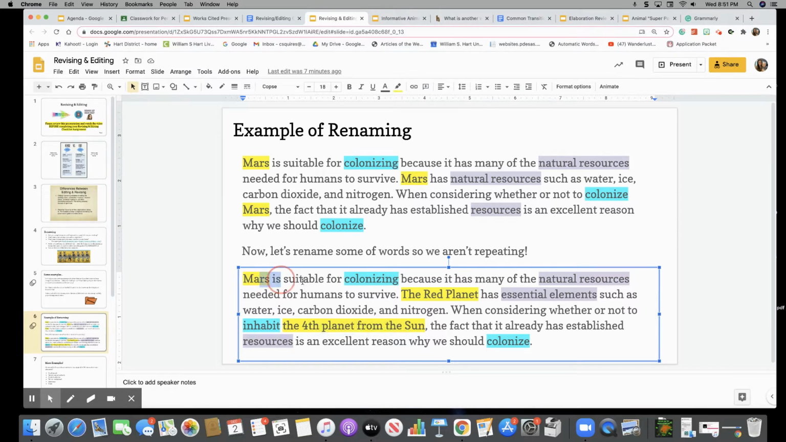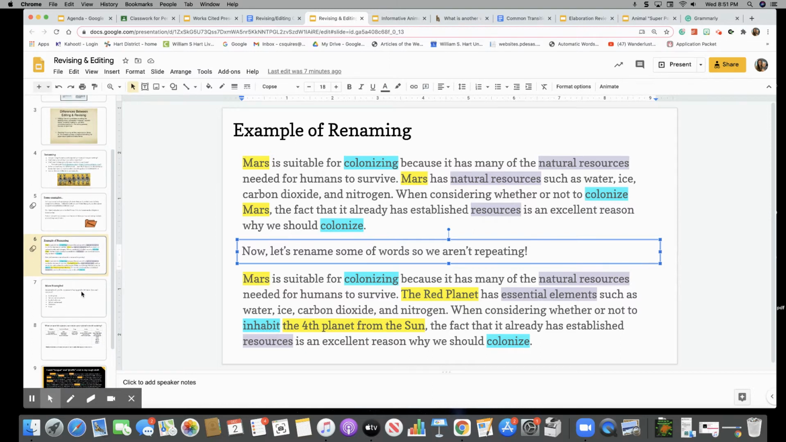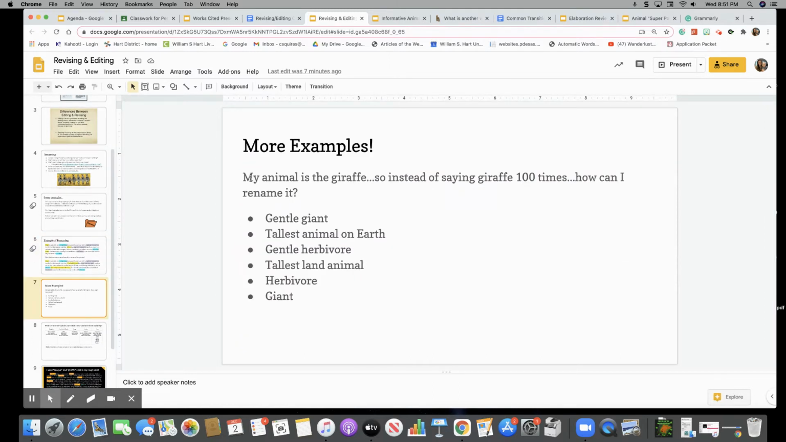But of course, whenever you do these types of things, you always have to read through and make sure it still sounds good. So here are some more examples. My animal is the giraffe. So instead of saying giraffe 100 times, how can I rename it so I'm not saying it quite that often? So on a piece of paper, I just wrote down some ideas and then I just typed them here. So I know that a giraffe, I could also call that a gentle giant, the tallest animal on earth, a gentle herbivore, the tallest land animal. I could just call it an herbivore. Remember, an herbivore is an animal that eats plants, or I could just call it a giant.